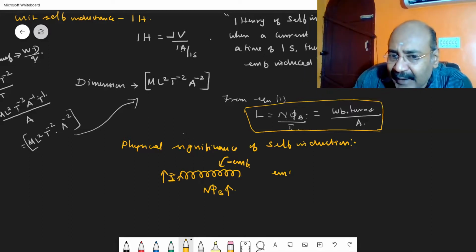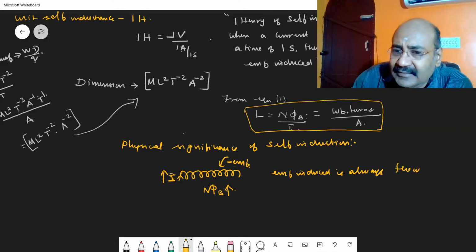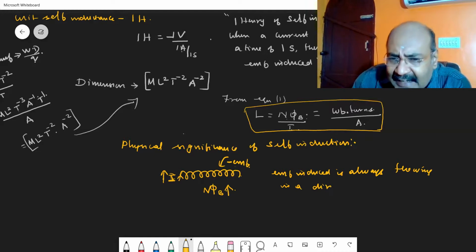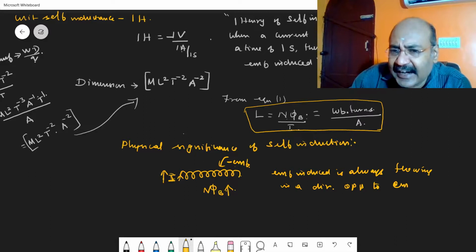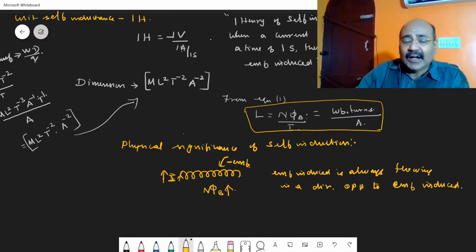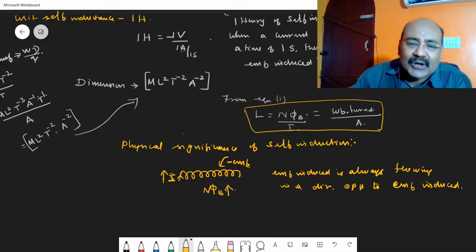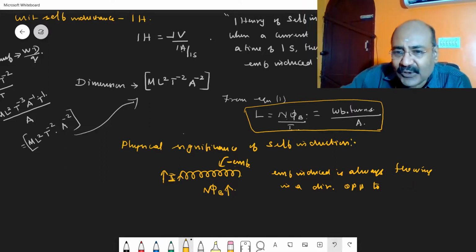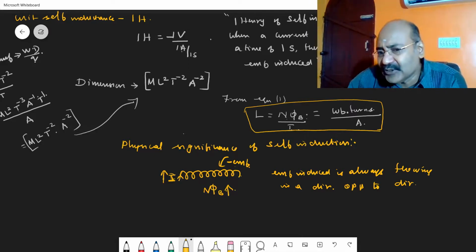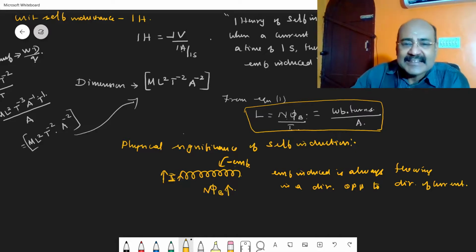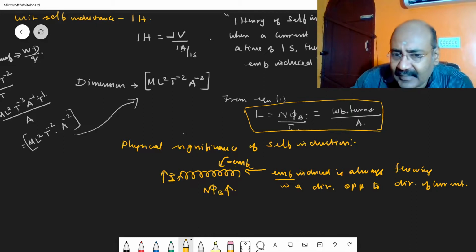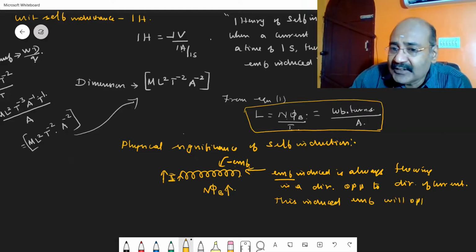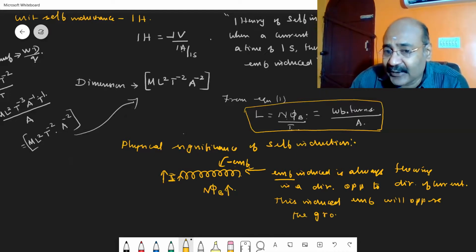Sorry, the EMF induced is always flowing in a direction opposite to the direction of current or direction of flux. So let us consider it is opposite to the direction of current. Since the EMF induced is opposite to the direction of current, this induced EMF will oppose the growth of the current in the circuit, growth of current in the coil.